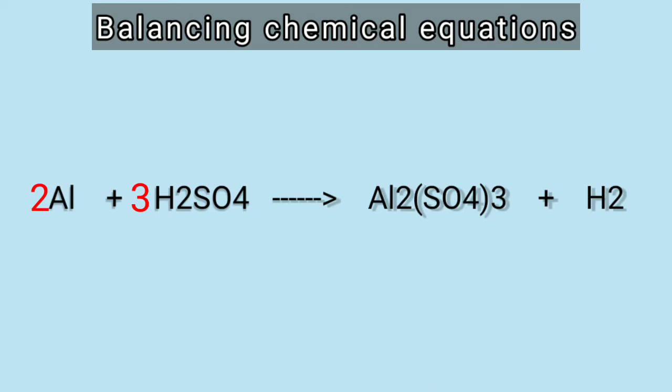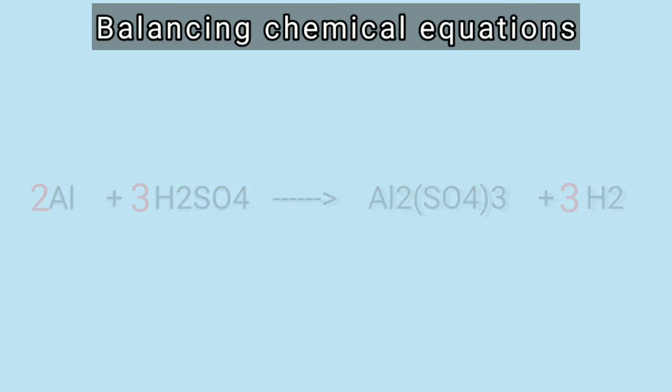Now what is left is hydrogen. Hydrogen we have 3 times 2, that is 6 hydrogen atoms on left side and on right side we have 2 atoms. To make it 6 we will write 3 as a coefficient. Now all the atoms are balanced on both sides and equation is balanced.